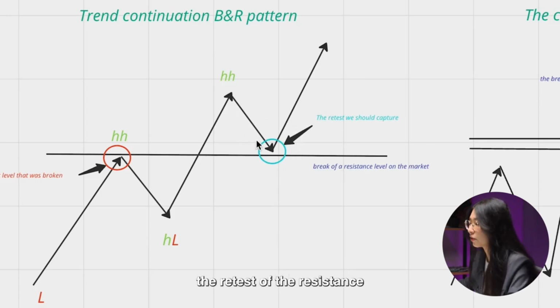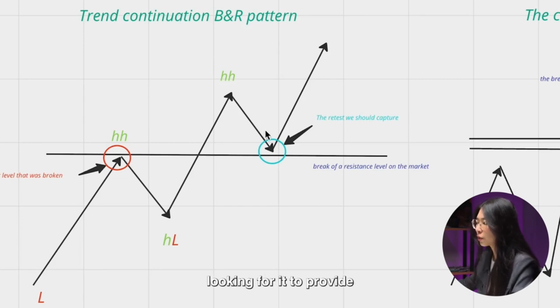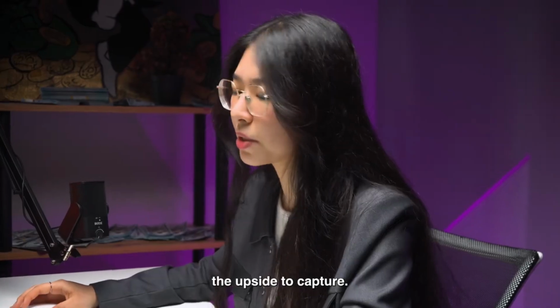Then the retest of the resistance level. Here is the level that was broken, and here is the retest. We would be capturing the retest of that resistance level, looking for it to provide trend continuation to the upside to capture.